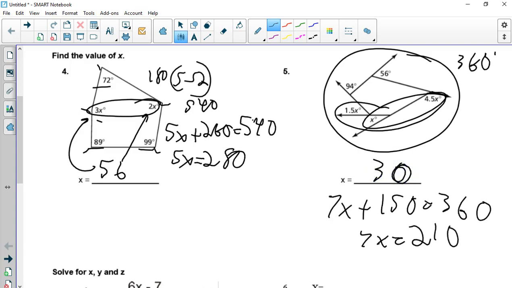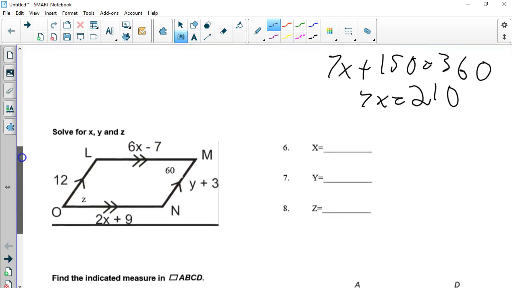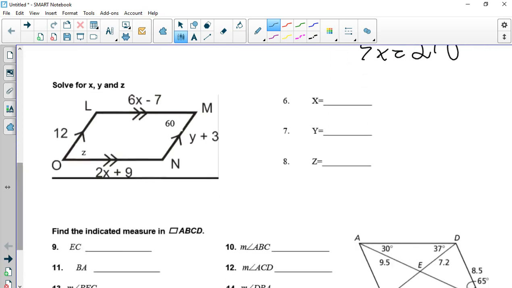And again, if you want to check, you can plug in 30 here, here, and here, and add those numbers up and get 360 to check your work. And if you ever have time on a quiz, that is a very good thing to do. Go back and double check your work and your answers whenever you can.